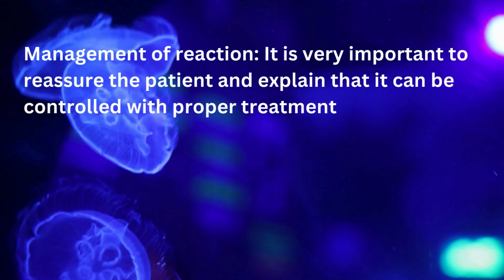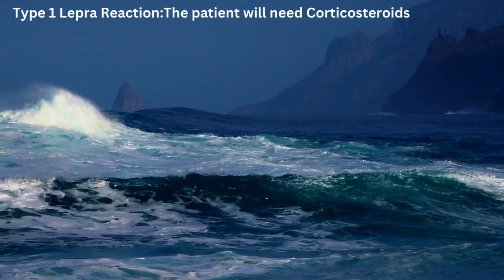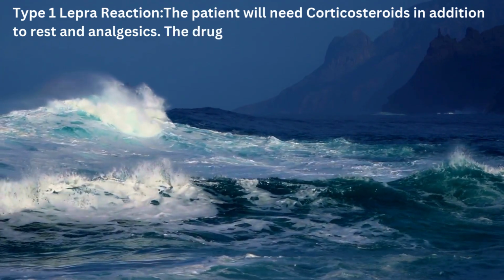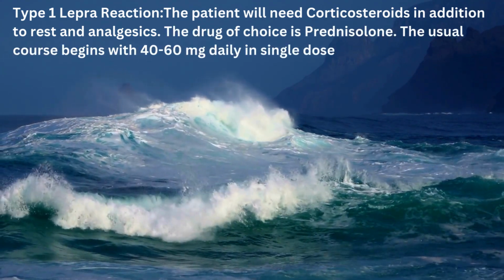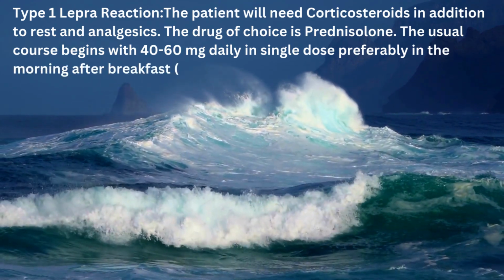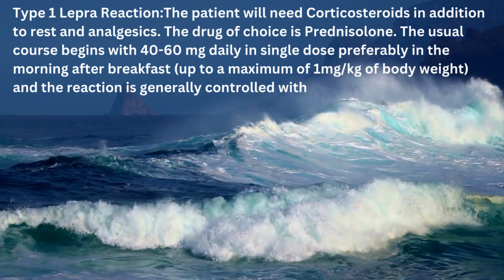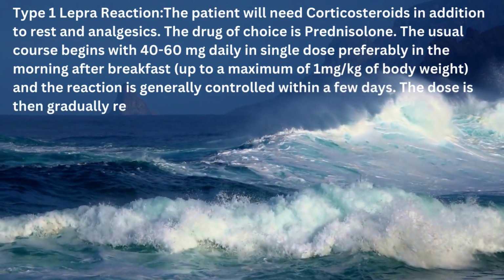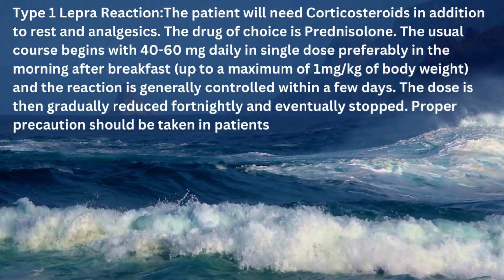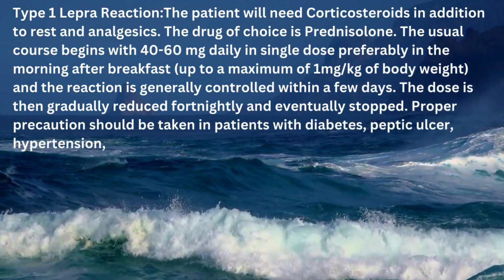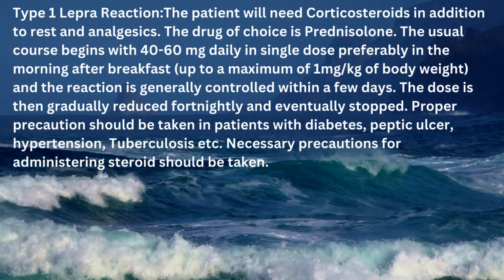Management of reaction. It is very important to reassure the patient and explain that it can be controlled with proper treatment. Type 1 leprosy reaction: the patient will need corticosteroids in addition to rest and analgesics. The drug of choice is prednisolone. The usual course begins with 40 to 60 mg daily in a single dose, preferably in the morning after breakfast, up to a maximum of 1 mg per kilogram of body weight, and the reaction is generally controlled within a few days. The dose is then gradually reduced fortnightly and eventually stopped.